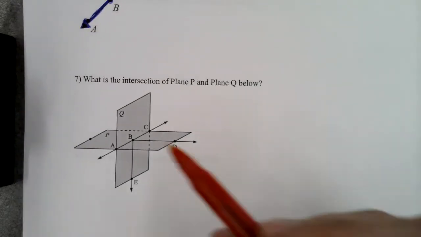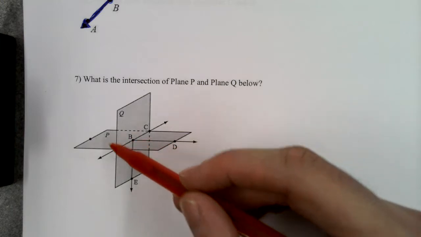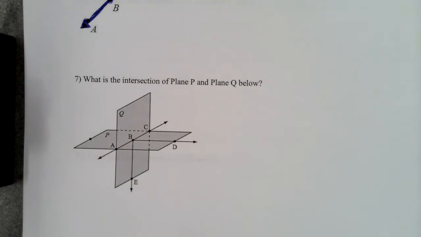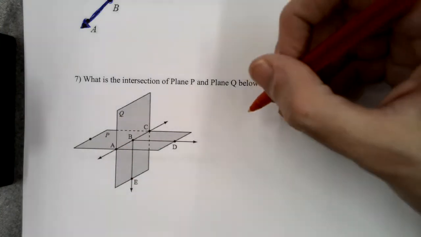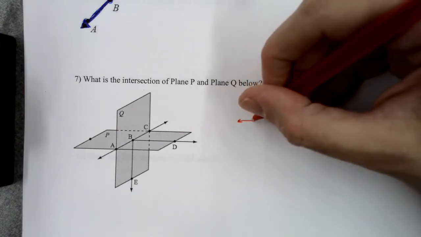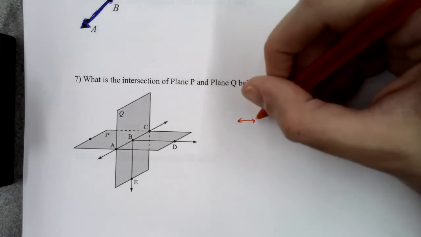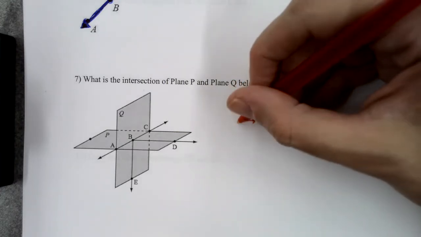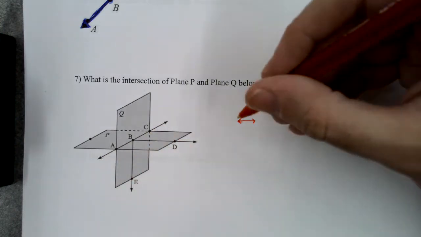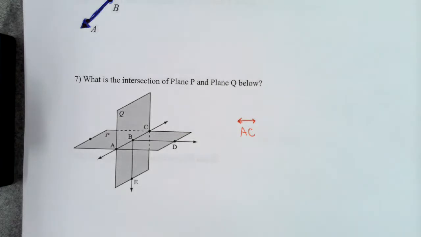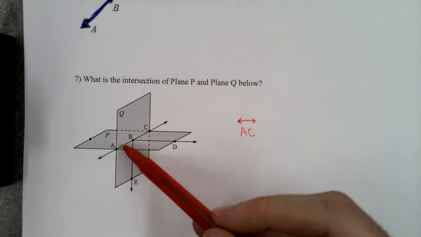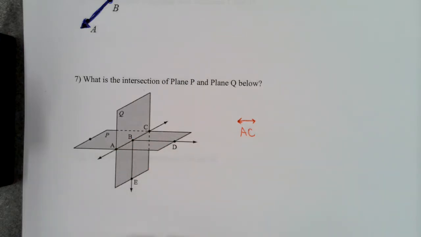Number 7, what is the intersection of plane P, which is this horizontal plane, and plane Q, which is this vertical plane? The intersection of 2 planes is always a line, unless the planes don't intersect, in which case they're parallel. So the answer is going to be some line. That's why I'm drawing the line right now, 2 arrows. So what is the line? It's this line right here. Label it with 2 points, so I'll say AC. Or you could call it BC or AB. Okay, 2 of these points, and it's a line. So you put the line symbol above it.